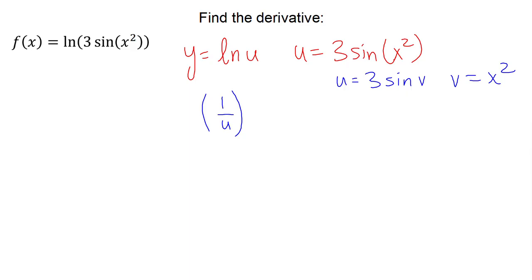So we've got the 1 over u. Now we multiply by the derivative of u, which is going to be 3 cosine v.